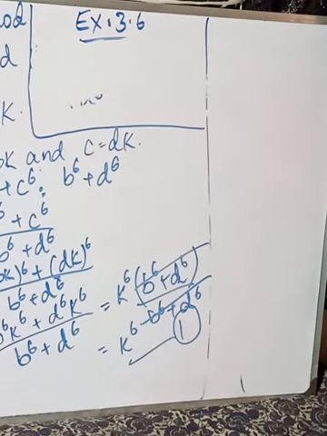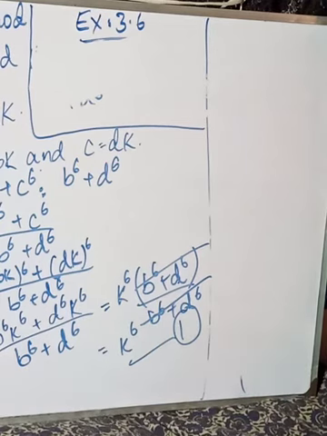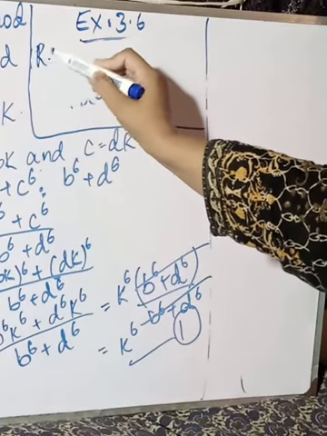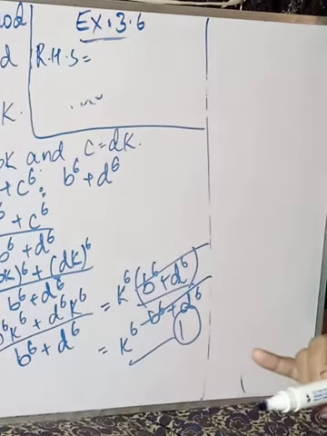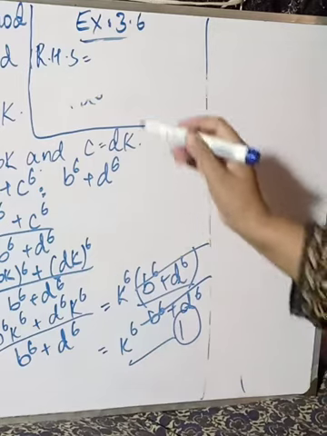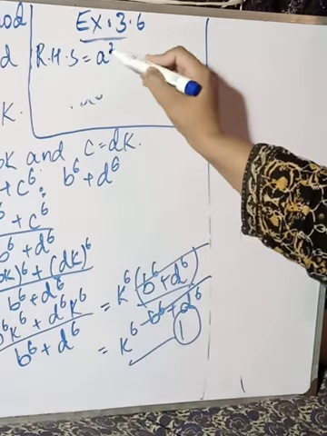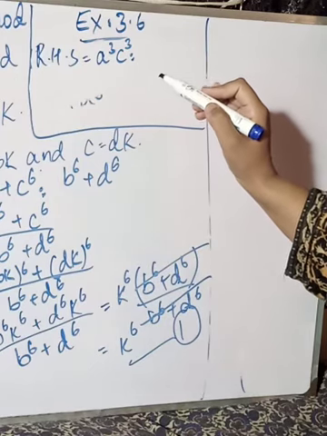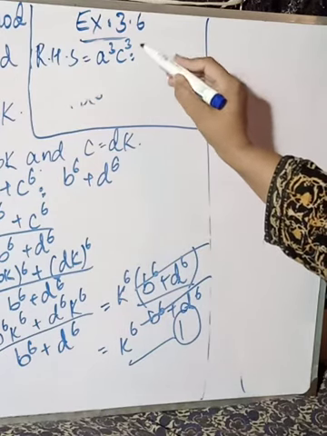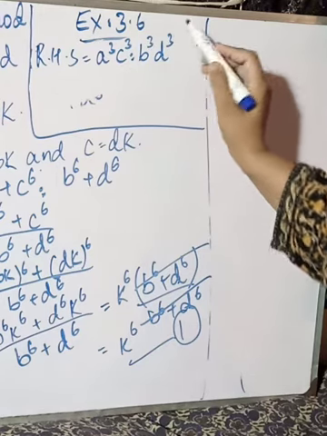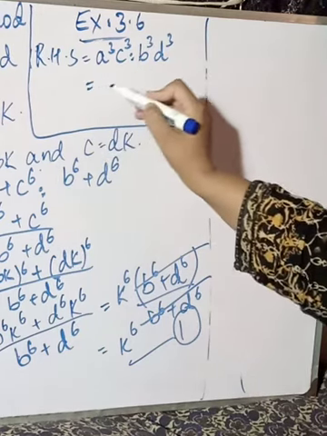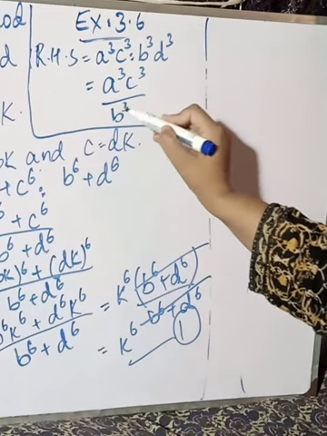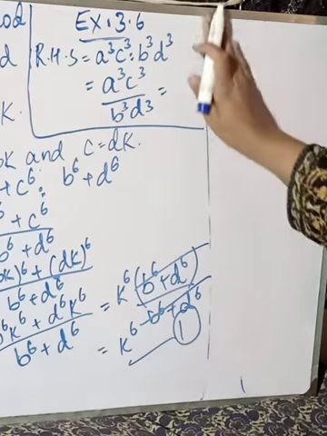On the right hand side I have a cube c cube ratio b cube d cube. So what will happen, write it in the form of fraction: a cube c cube divided by b cube d cube. Okay, put the values from there.